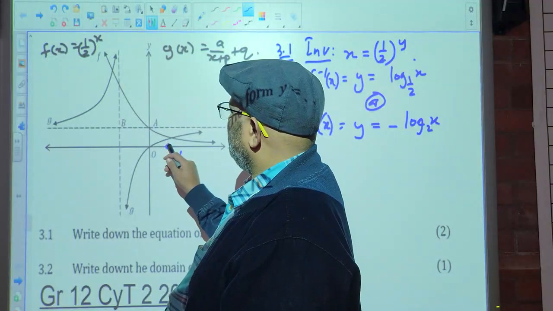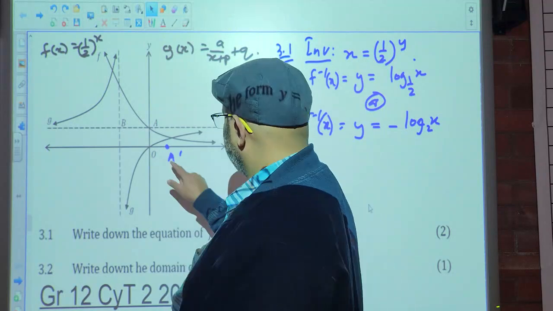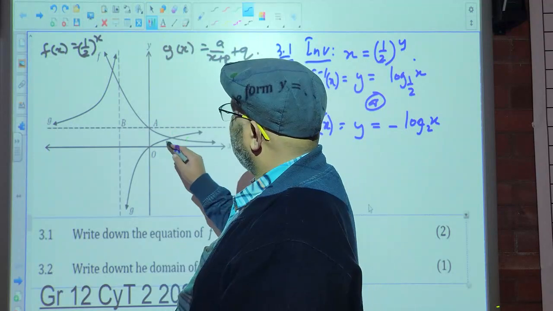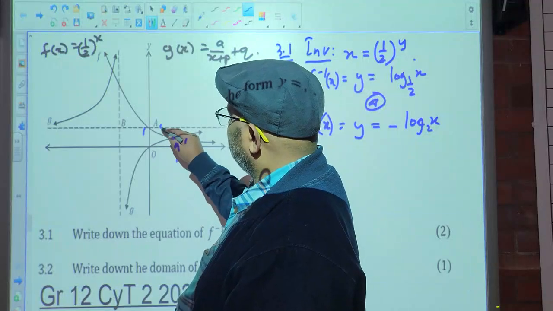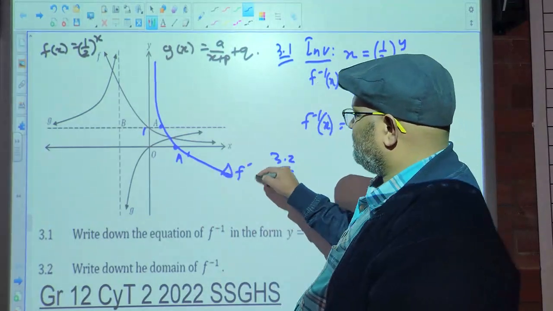And if x is a half, y is 1. So the graph is going to look like that. Okay, the question was not to draw the inverse graph.